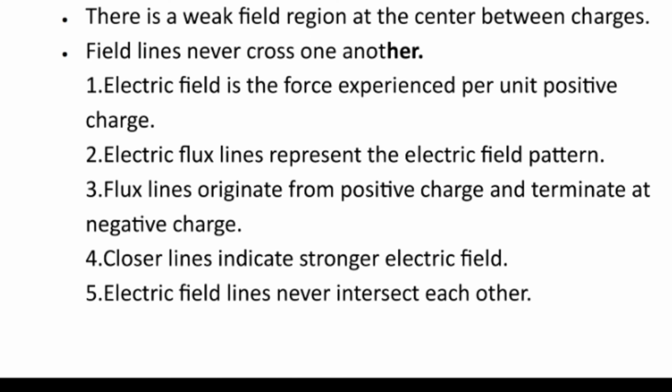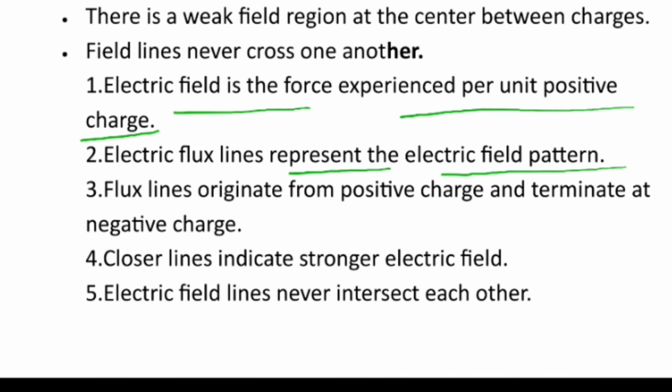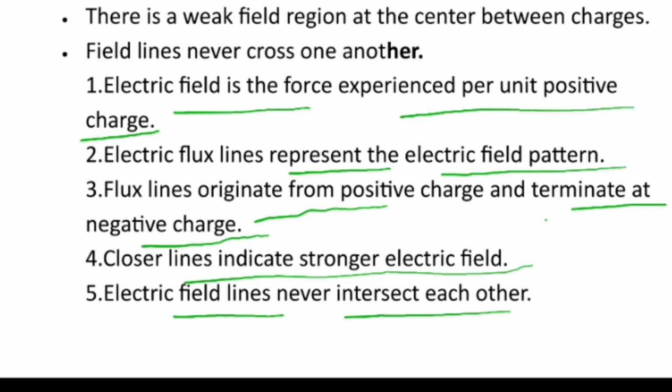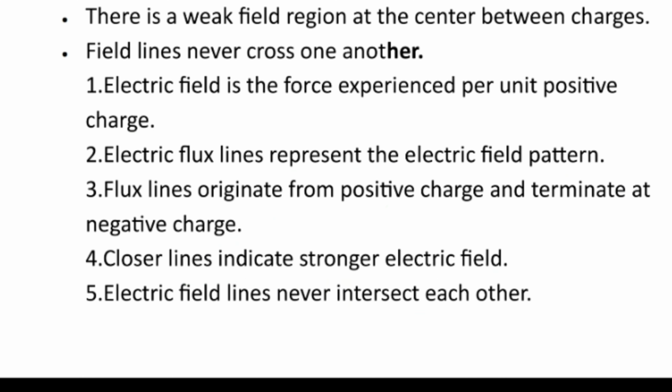And next, extra important points. The first one: electrical field is the force experienced per unit positive charge. Coming to electrical flux lines, they represent electrical field patterns. Flux lines originate from positive charge and terminate at negative charge. In the same way, closer lines indicate a stronger electrical field, and electrical field lines never intersect each other.